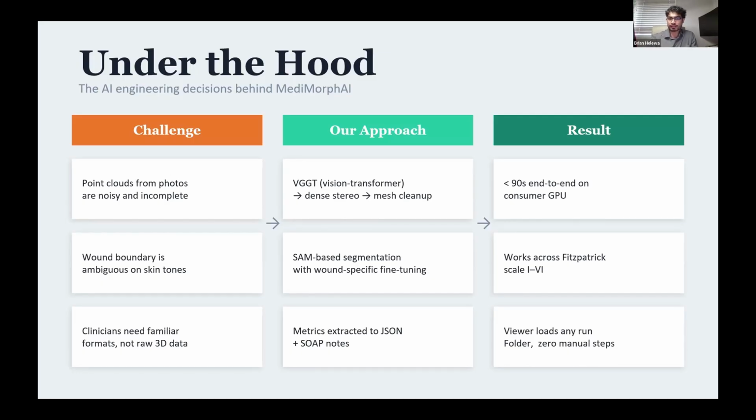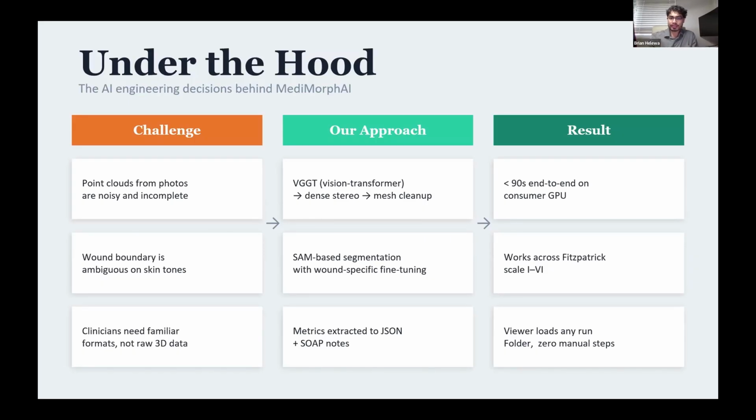And then second is wound boundaries are generally hard to detect, even for nurses measuring them by hand, and especially across different skin tones. So we're using a SAM-based segmentation with wound-specific fine-tuning, and it works across the full Fitzpatrick scale, I through 4. It's more of just trying to create this kind of heat map of the different types of wounds you would typically see, because there's not one wound you could base off of, especially with how many different skin types and different types of precisions on the wound.